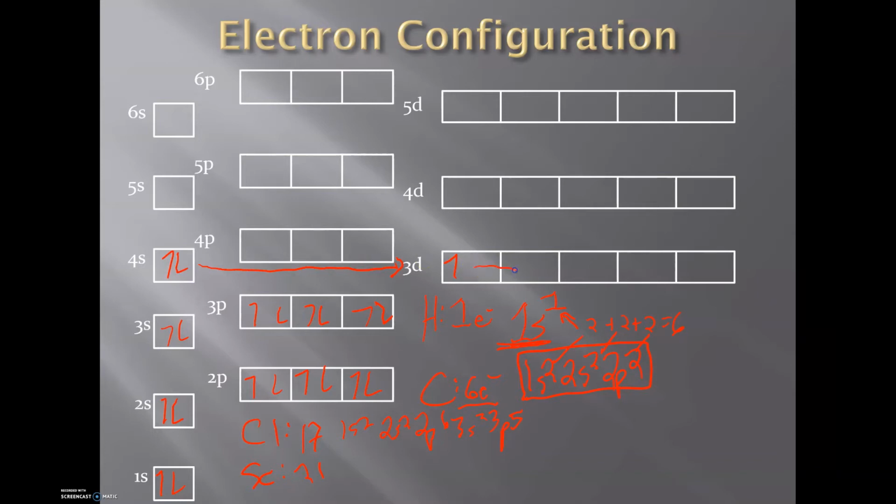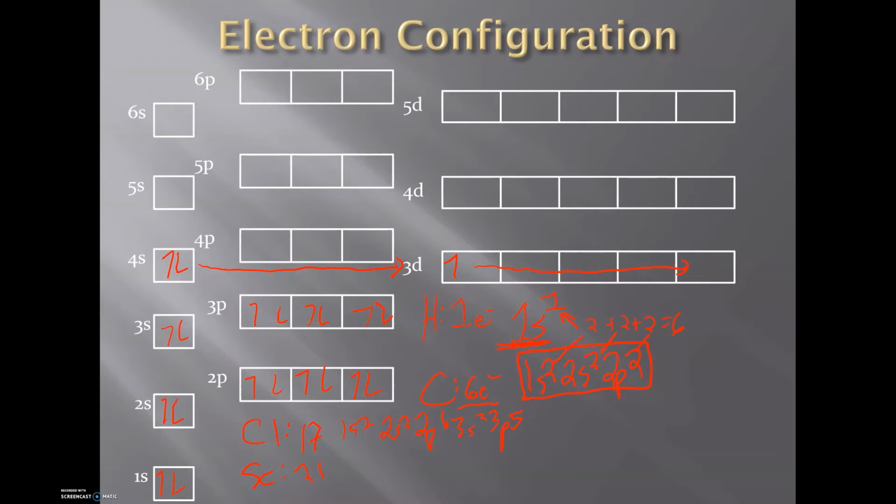Now, once we fill in all of your D blocks, then you can go to 4p, then 5s, 4d, 5p. Now, this chart that you see here is incomplete. It does not have the f orbitals, and it doesn't go all the way up to the 7th row on the periodic table. So you got to be careful of that.